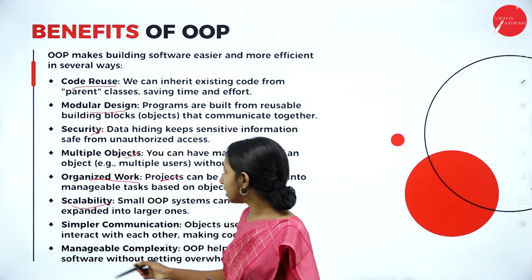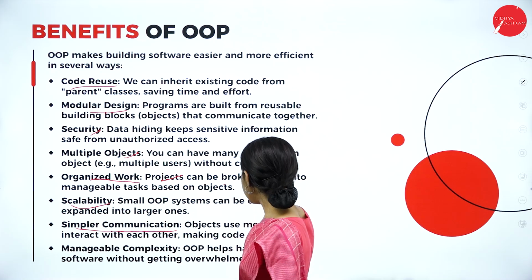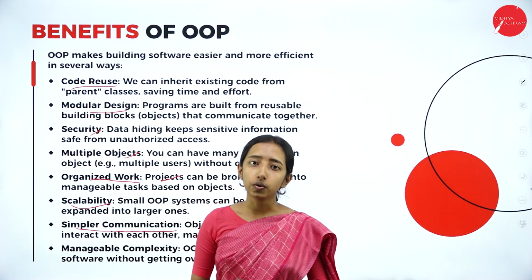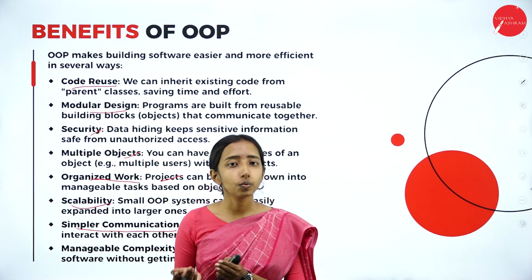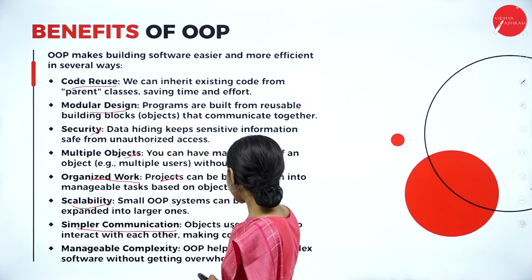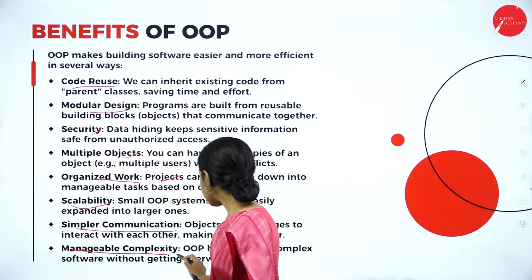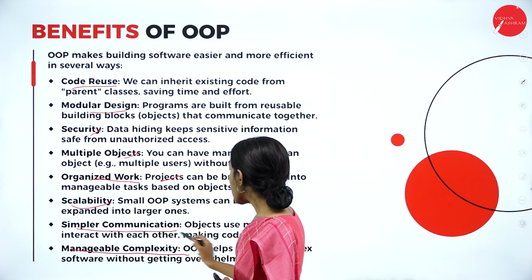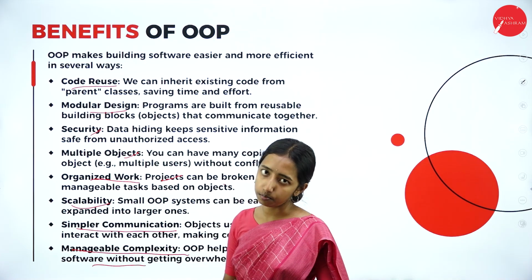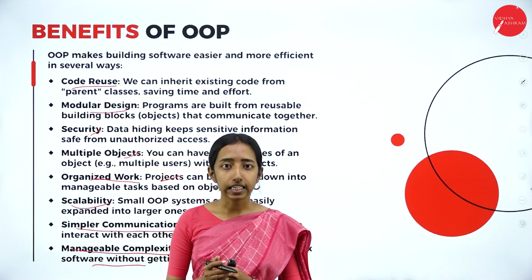After that, we have simpler communication. Objects use messages to interact with each other. That is message passing, making code cleaner. Next, manageable complexity. OOPS helps handle complex software without getting overwhelmed. So this helps to manage complex systems easily.